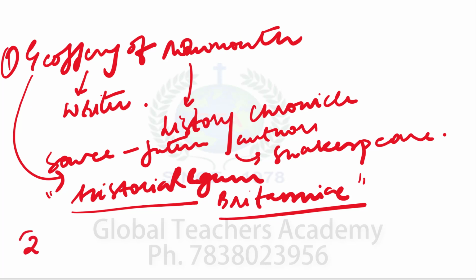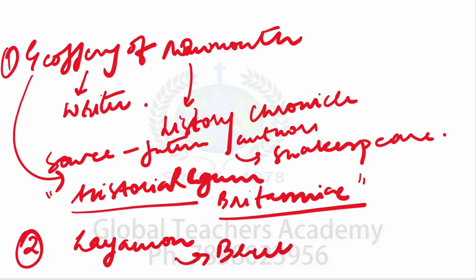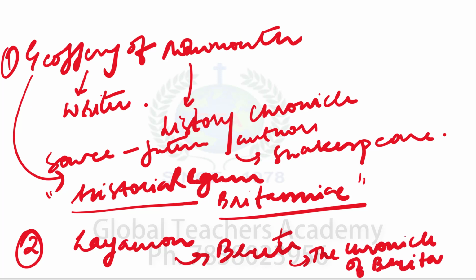Then there is the second one, who is Layman, right? His name is spelled in various ways in various texts, so you can look into it, right? So the text he's written is Brut, also known as Layman's Brut, right? The name of the text is also the Chronicle of Britain, and it's a rhyming chronicle. So remember that also, right?